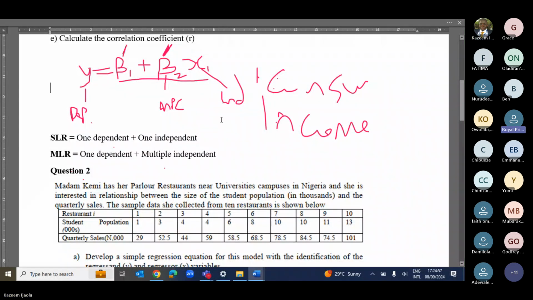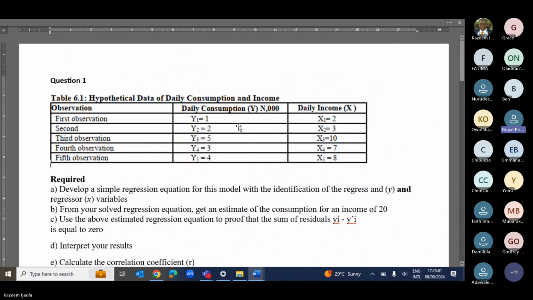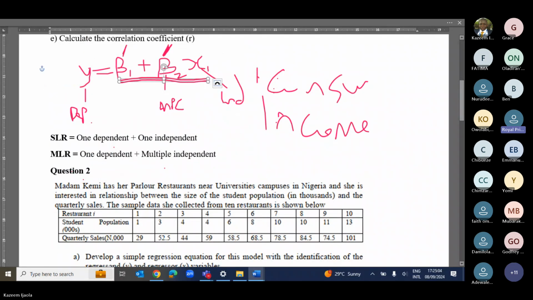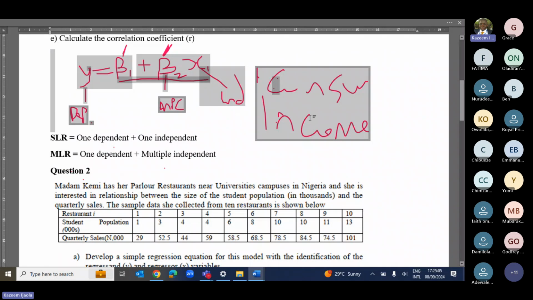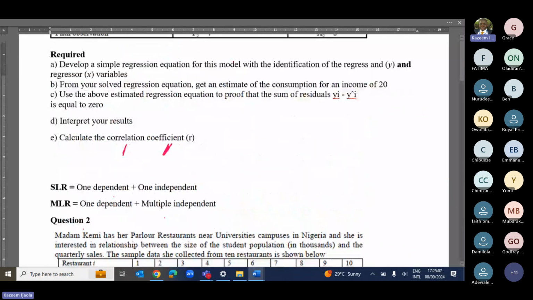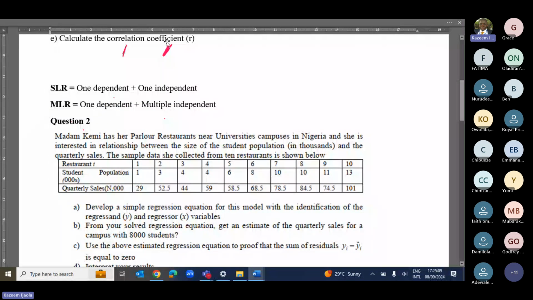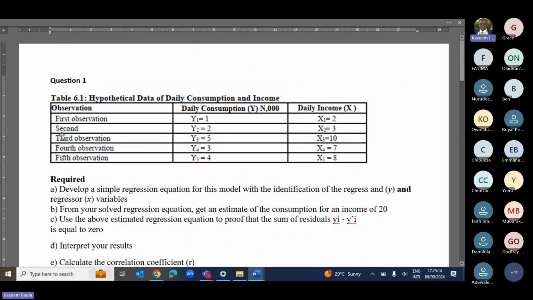Is it working in Nigeria? Eh? That law is not working in Nigeria. Our income is not increasing, our consumption is increasing. Well, go and meet those who formulated this policy. So let's move on now. I think I've been able to explain that.